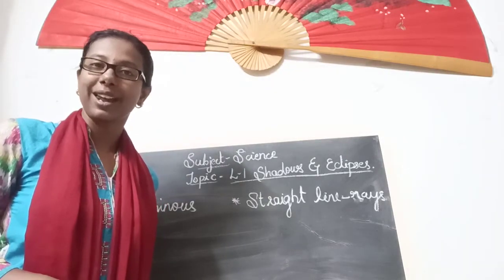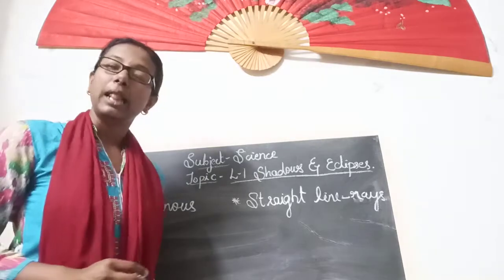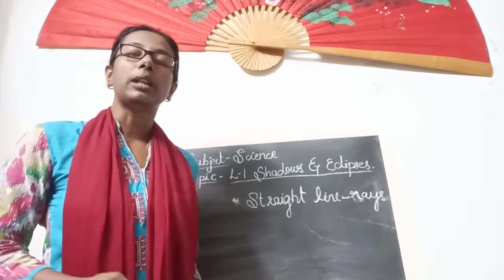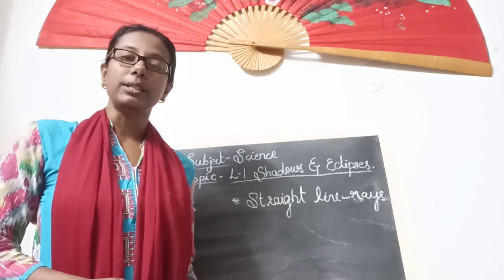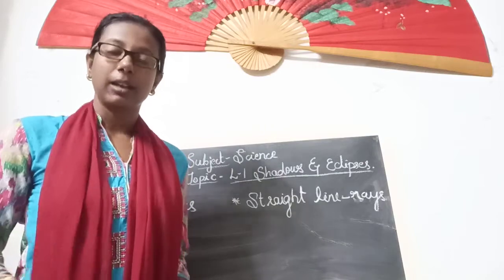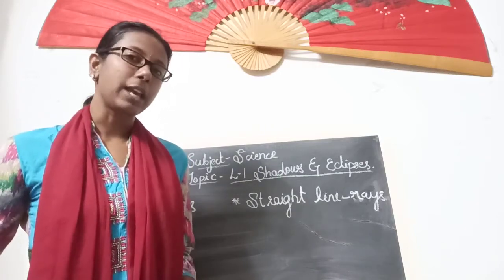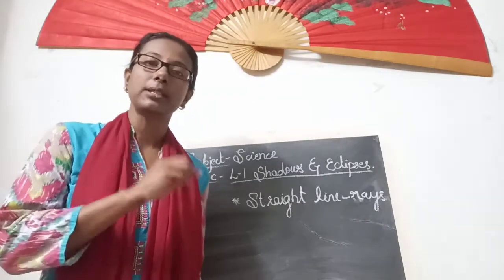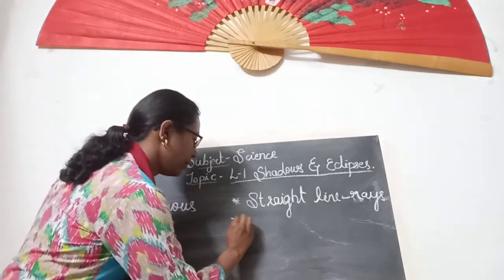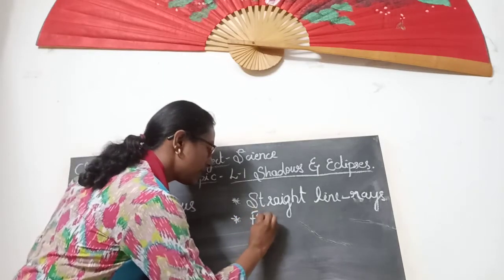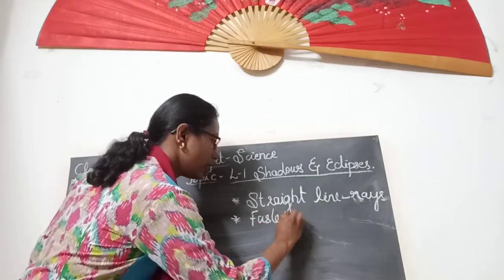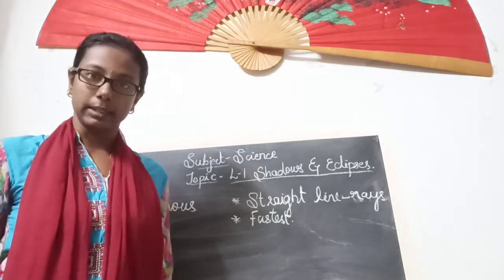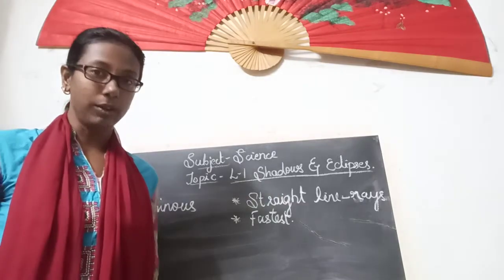Okay. Then the next point is, children, which is the fastest thing on earth? Not an animal, I'm asking. Yes, light is the fastest thing on earth. And that is why during thunderstorms, what do you see first? You see the lightning first, correct? And then after a few seconds, you hear the thunder sound, because light travels faster than sound. So light is the fastest thing on earth, okay, in the universe.